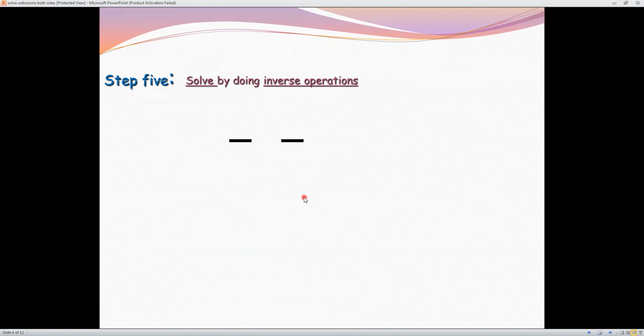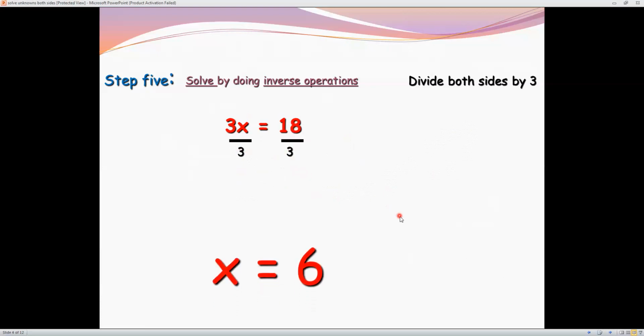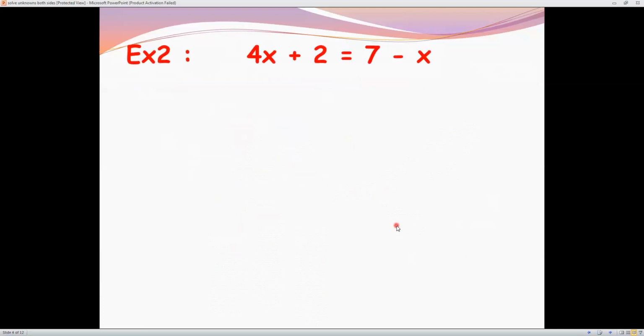The last step: you solve for the value of x by doing the inverse operation. Like 3x equals 18, I am going to divide both sides by 3. So now 3x divided by 3 gives x, and 18 divided by 3 gives 6. So now I got the answer, which is x equals 6.